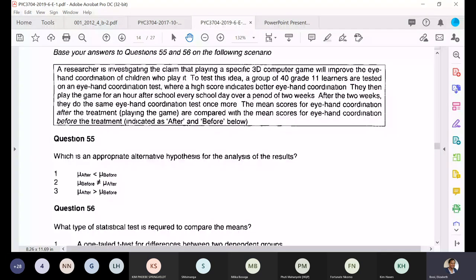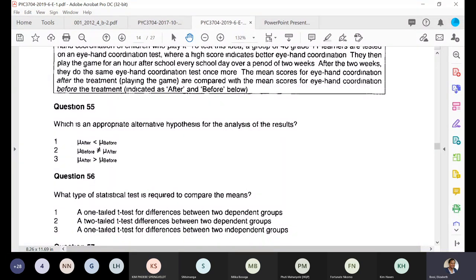So I'm going to leave it to you guys. Give me an answer. 55, are we sticking with three? Three.